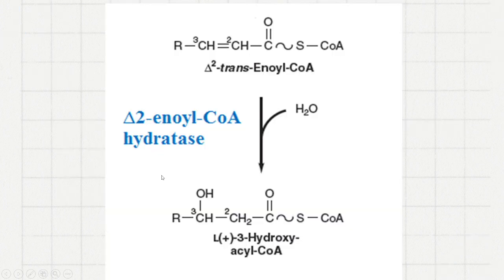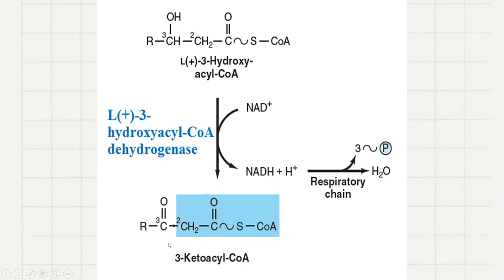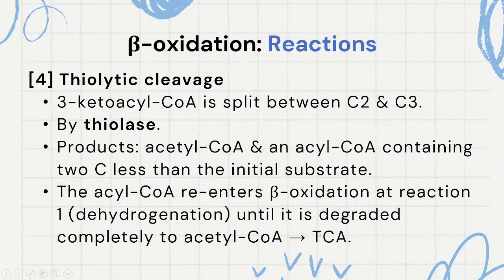The second reaction is a hydration reaction where a molecule of water is added by delta 2 enoyl-CoA hydratase to saturate the double bond and produce 3-hydroxyacyl-CoA, which will be dehydrogenated to 3-ketoacyl-CoA using NAD as a recipient of hydrogens that will be removed from the third carbon atom here, from this hydrogen and this hydrogen, to create a double bond by 3-hydroxyacyl-CoA dehydrogenase. NADH2 will proceed to the electron transport chain.